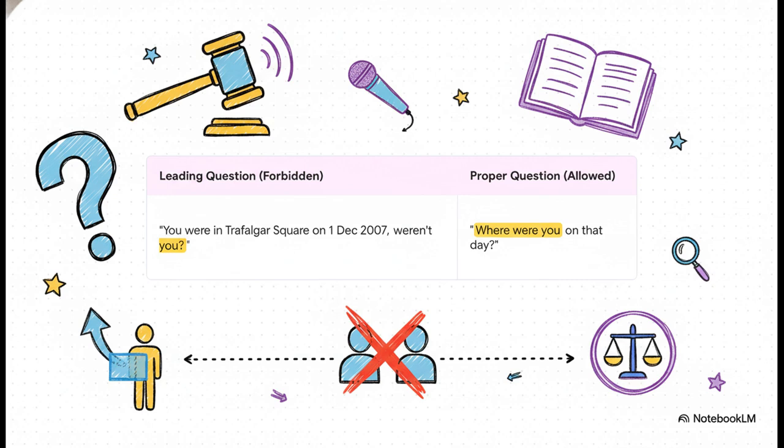You were in Trafalgar Square on December 1st, weren't you? See, the answer is just baked right in. But the proper question on the right is totally open-ended. Where were you on December 1st? This forces the information to come straight from the witness, which makes it feel way more credible.